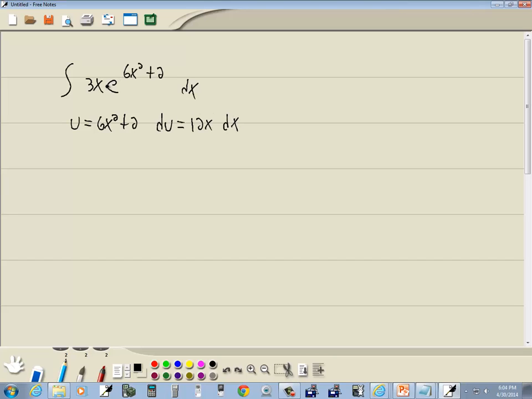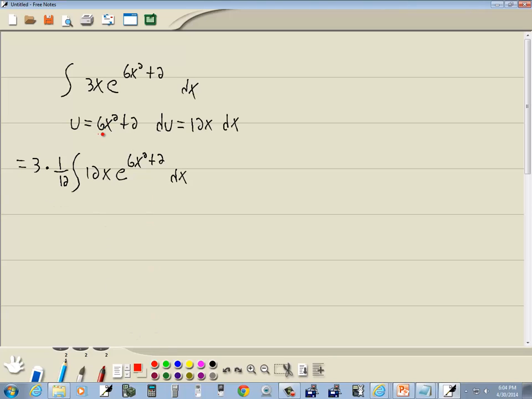Now, we don't have the 12. We have the x, we have the dx. We also have an extra number, so I'm going to take that 3 and put it clear out in front. And I'm going to put a 12 in here, because that's what we need. Everything else remains exactly the same. Now remember, when we put a number inside here, we had to put 1 over that number out in front. So I'll put 1 over 12 out there.